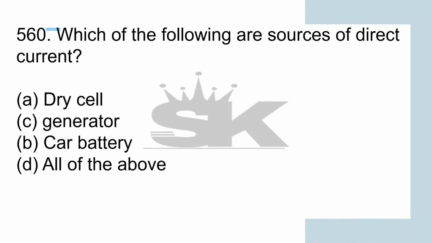Which of the following are sources of direct current? That is dry cell, generator, car battery, all of the above. Direct current can also be generated by means other than batteries, such as solar cells, fuel cells, and even some types of generators can provide DC current. DC, or direct current, means the electrical current is flowing in only one direction in a circuit. Batteries are a good source of direct current. So all the three are sources of direct current.